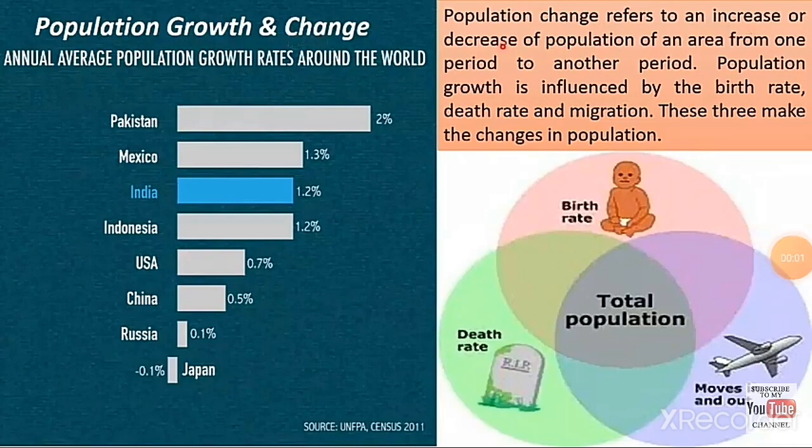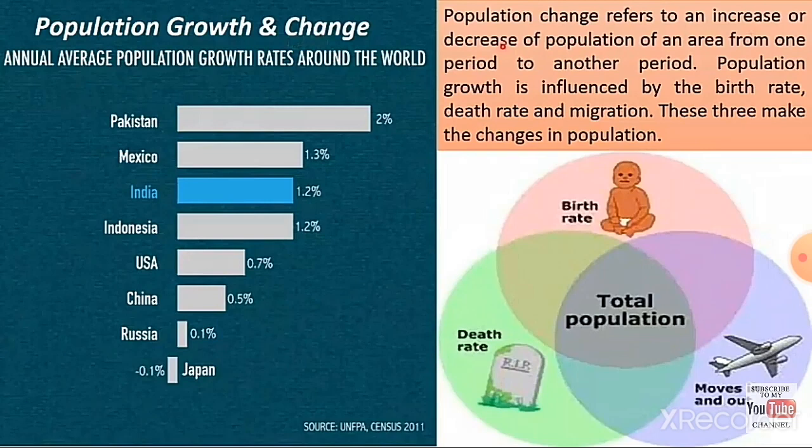Next, population growth and change. The growth rate of population is an important demographic feature. It not only helps in understanding the population change that a society has undergone in the past, but also helps in predicting the future demographic characteristics of an area. So, population growth refers to the change in the number of inhabitants of a country during a specific period of time.